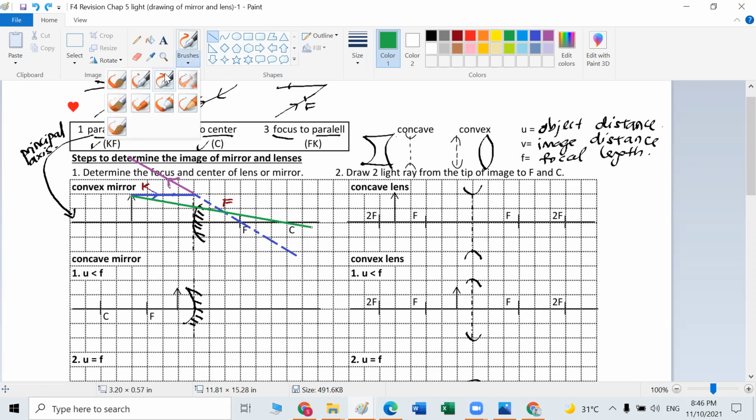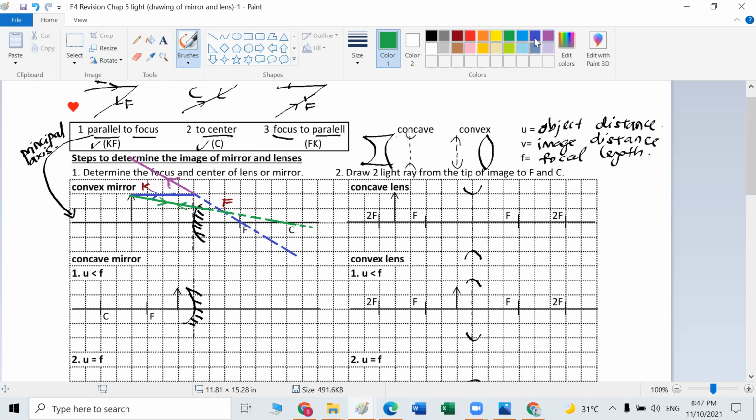C means when the light strikes towards the C and it will reflect back the same way. So because the light cannot pass through the mirror, actually it's dotted line, but if you forgot also doesn't really matter.